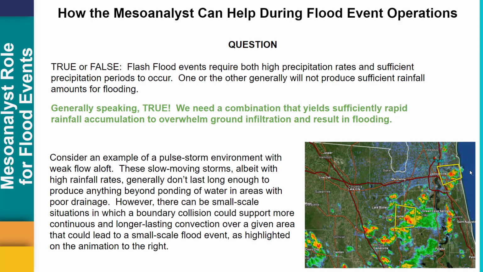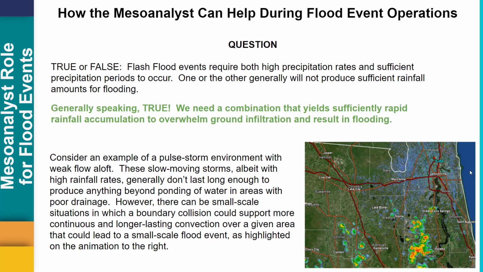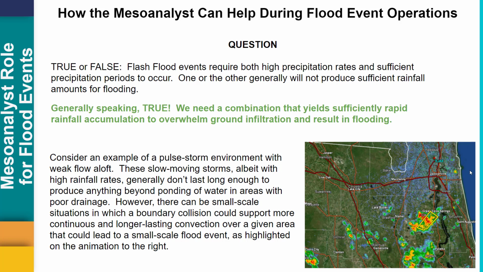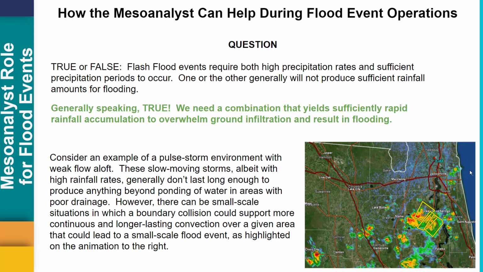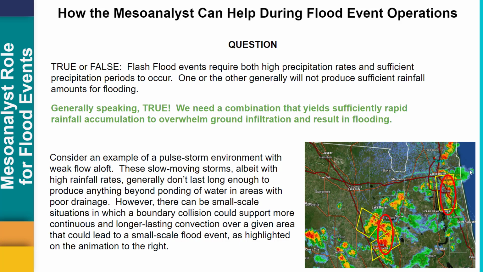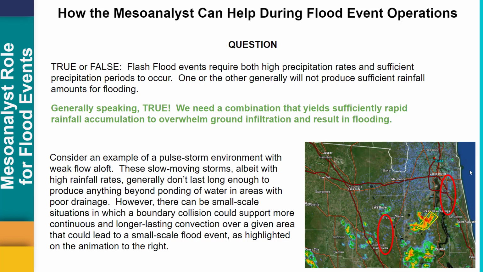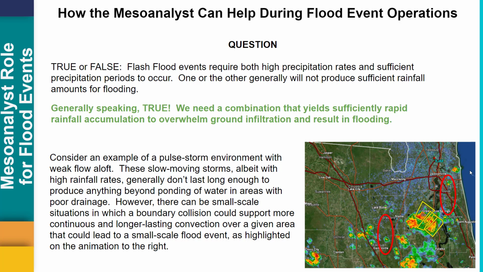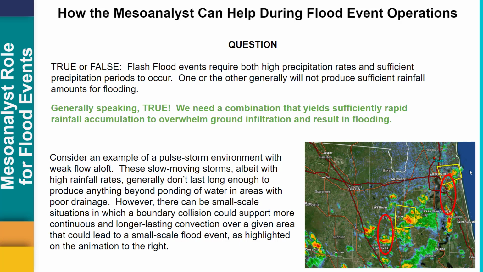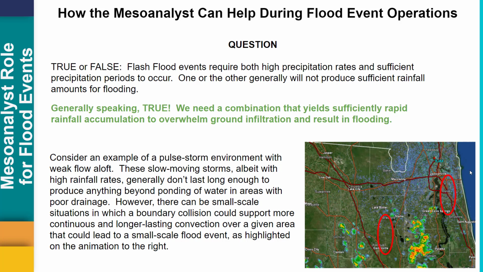Consider an example of a pulse storm environment with weak flow aloft. These slow-moving storms, albeit with high rainfall rates, generally don't last long enough to produce anything beyond ponding of water in areas with poor drainage. However, as illustrated by the red ovals on the radar animation, there can be small-scale situations in which boundary collisions could support more continuous and longer-lasting convection over a given area that could lead to small-scale flood events.